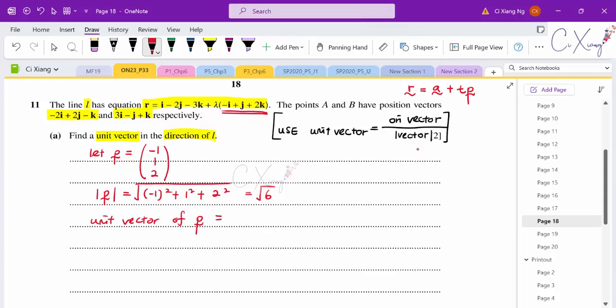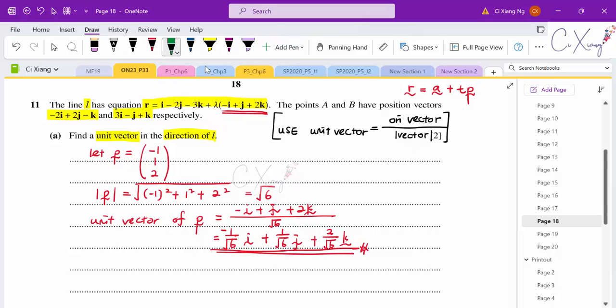So what is my original vector here? -i + j + 2k, then divided by the magnitude, so it should be over square root 6. Please separate it clearly into the 3 different components in ijk. So I'm having -1 over square root 6 i, then plus 1 over square root 6 j, and also 2 over square root 6 k. Okay, so this is what we have as the unit vector of the direction of L.